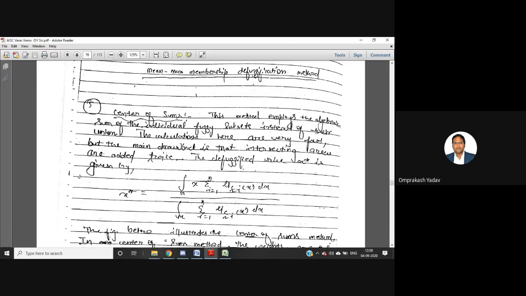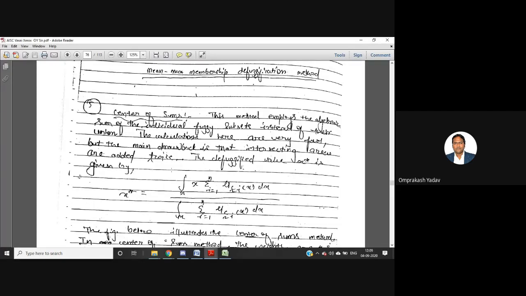This method employs the algebraic sum of the individual fuzzy subsets. Okay, just see carefully, because it will work on the individual fuzzy subsets. So it will not work on the output fuzzy set. In fact, it will work on the input fuzzy subsets. So this method employs the algebraic sum of the individual fuzzy subsets instead of their union. The calculation here is very fast, but the main drawback is that the intersecting areas are added twice.